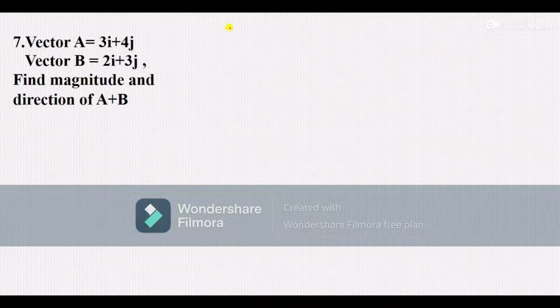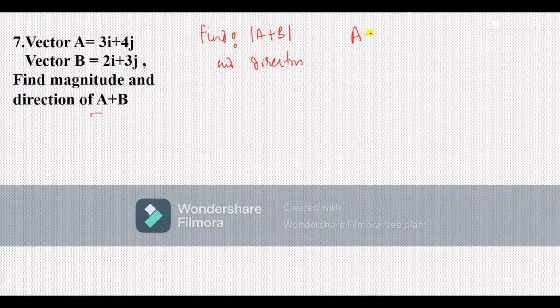So we jump to the next problem where the vector is given in component format, and we have to find the magnitude and direction of the resultant vector A plus B. Here A is given in AXi plus AYj format, and B is also in BXi plus BYj format.